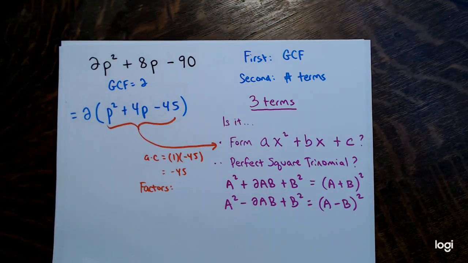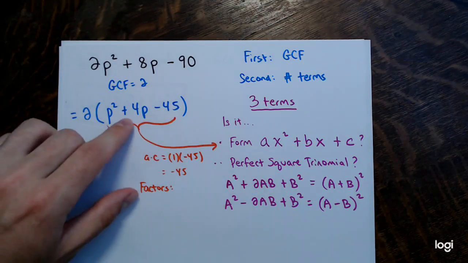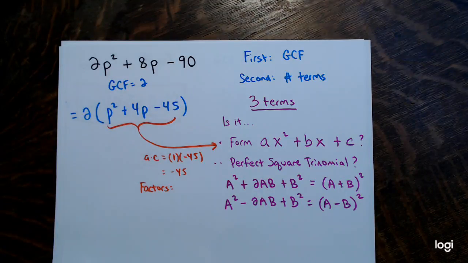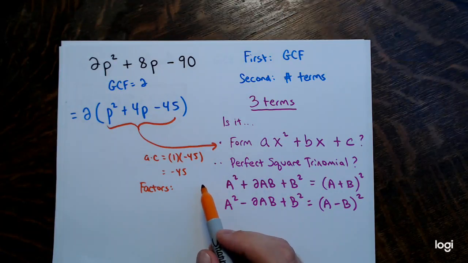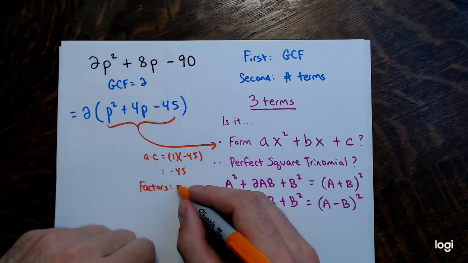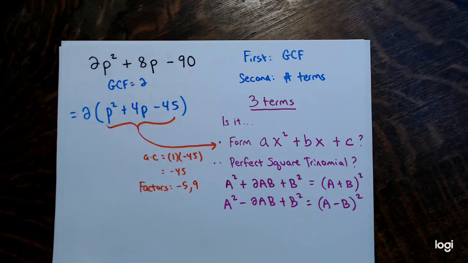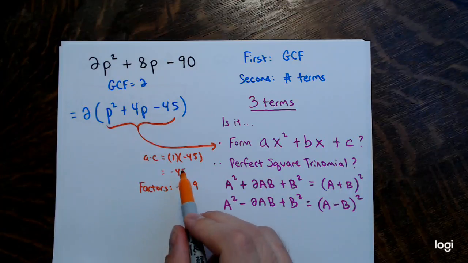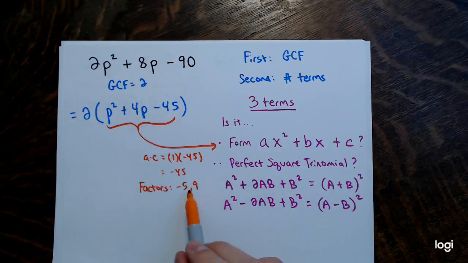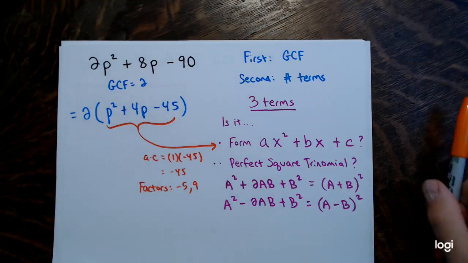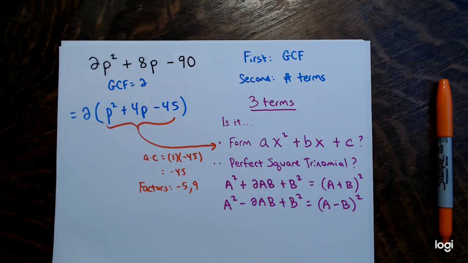Now those factors, you can play around with it. One's got to be positive, one's got to be negative. I want the sum to be positive, so that means I want the positive number to have the larger magnitude, the larger absolute value. So it could be negative 1 and 45, or, and the next one that I'm going to say is correct, negative 5 and positive 9. Those multiply to be negative 45, and they add up to be positive 4. And then you could try the grouping.